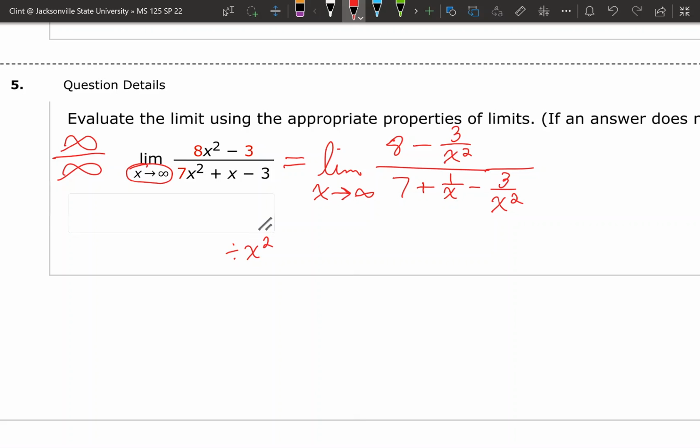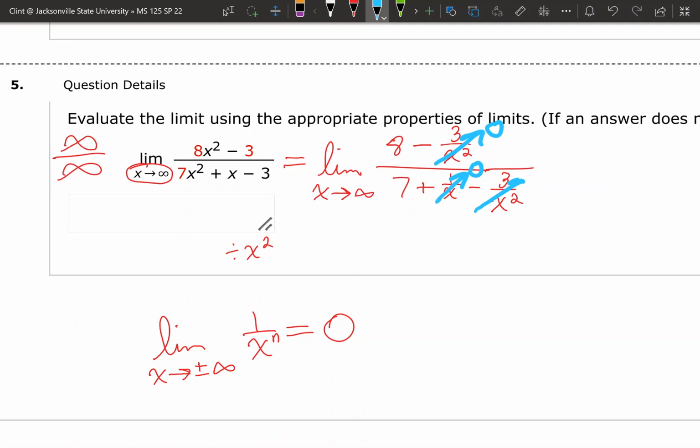And the nice thing about doing that is that any time we've got the limit as x approaches plus or minus infinity of some number over x to the n, what's that limit? 0. So this would be 0, this would be 0, this would be 0. So what's that leave us with? 8 over 7.